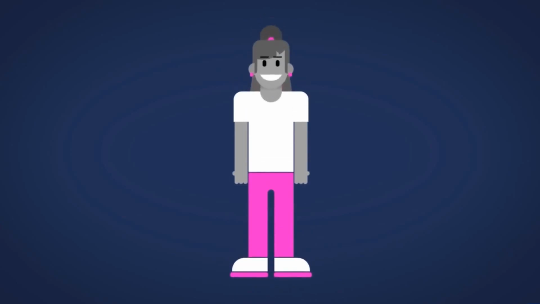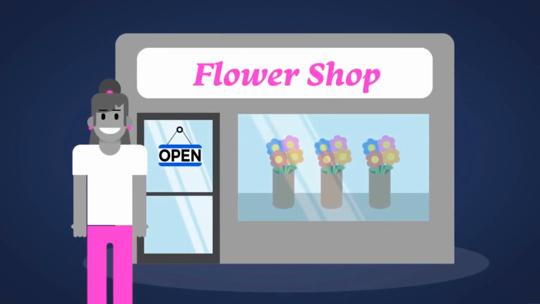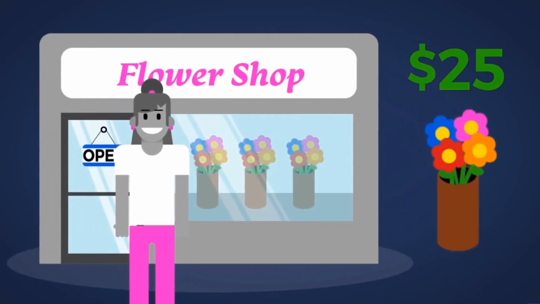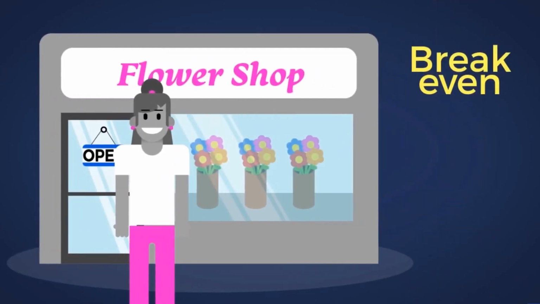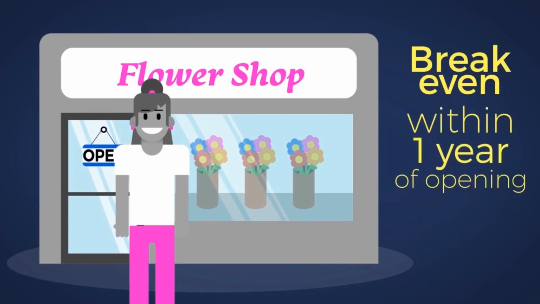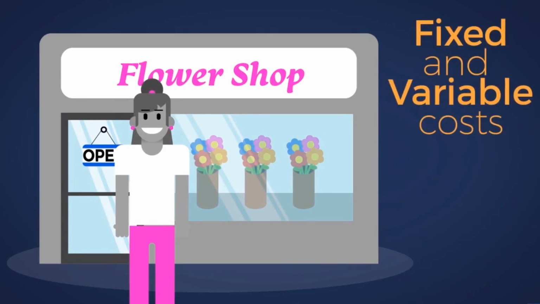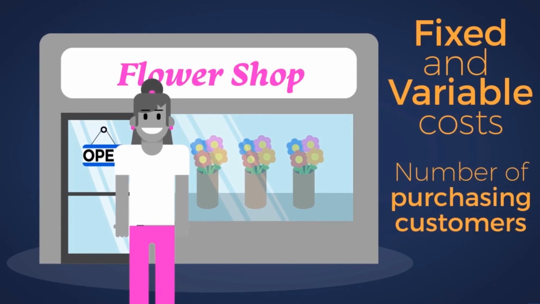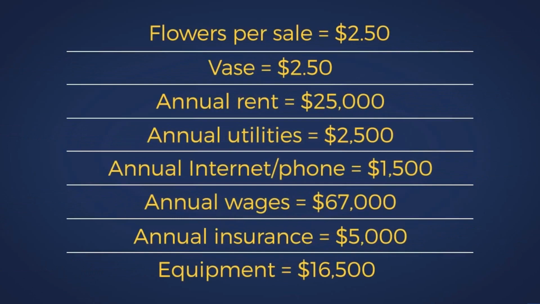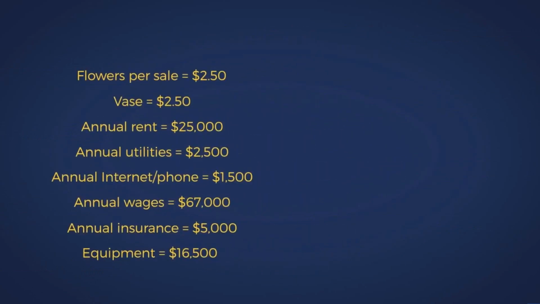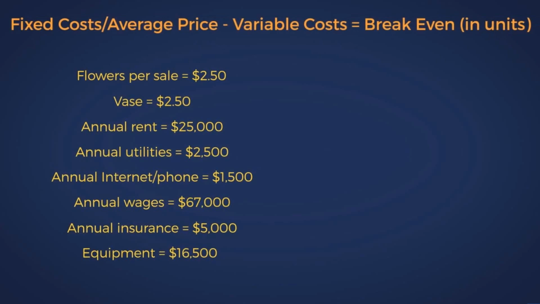Let's switch things up for the next scenarios. Leslie wants to open a flower shop. After a little due diligence researching competitors in the area, she estimates she can charge an average of $25 per flower arrangement. Leslie wants the shop to break even within 1 year of opening. She needs an estimate of her fixed and variable costs and the number of purchasing customers, or units, required to break even. Given the following costs, what are the correct values for this formula? Fixed cost divided by average price minus variable costs. That will equal our break even in units.